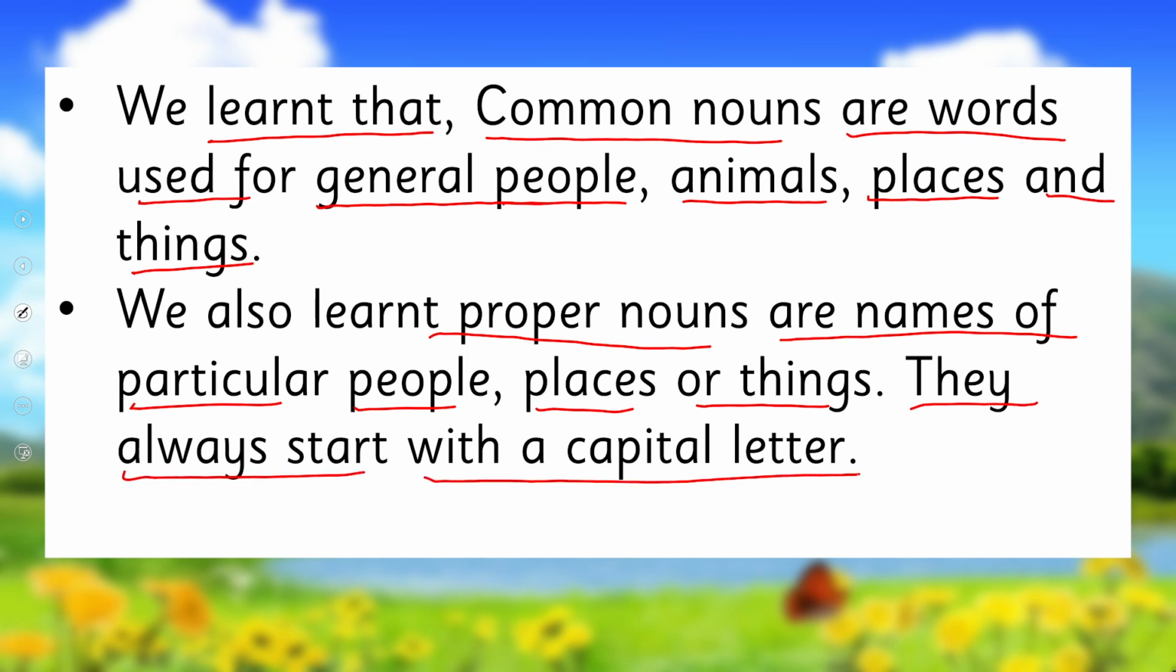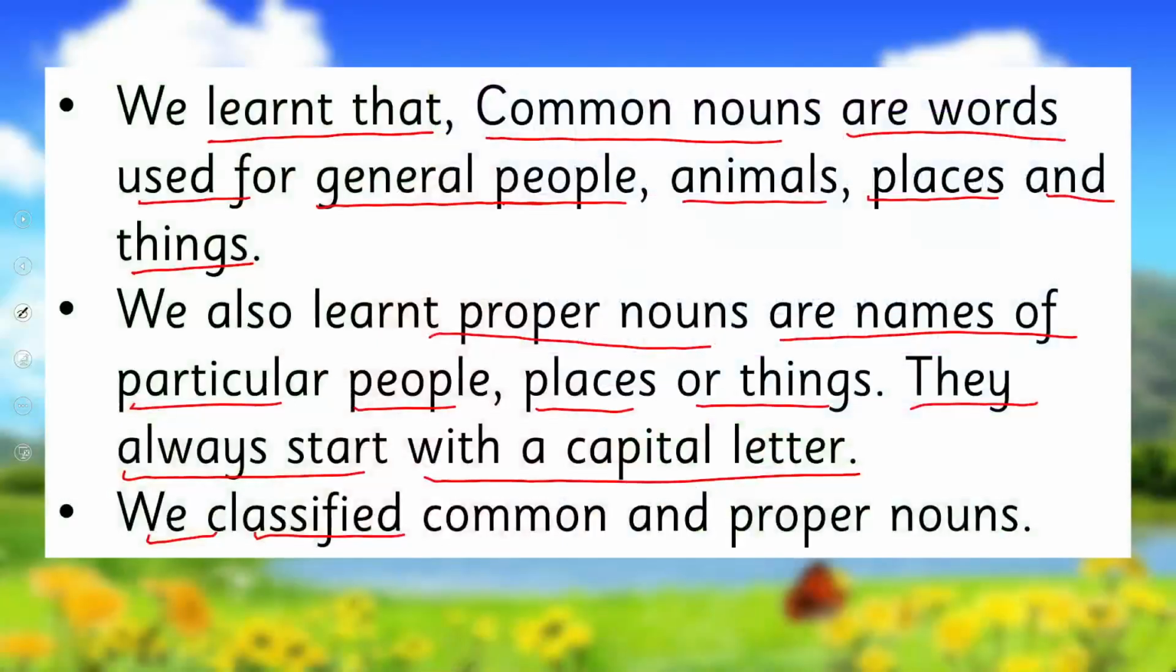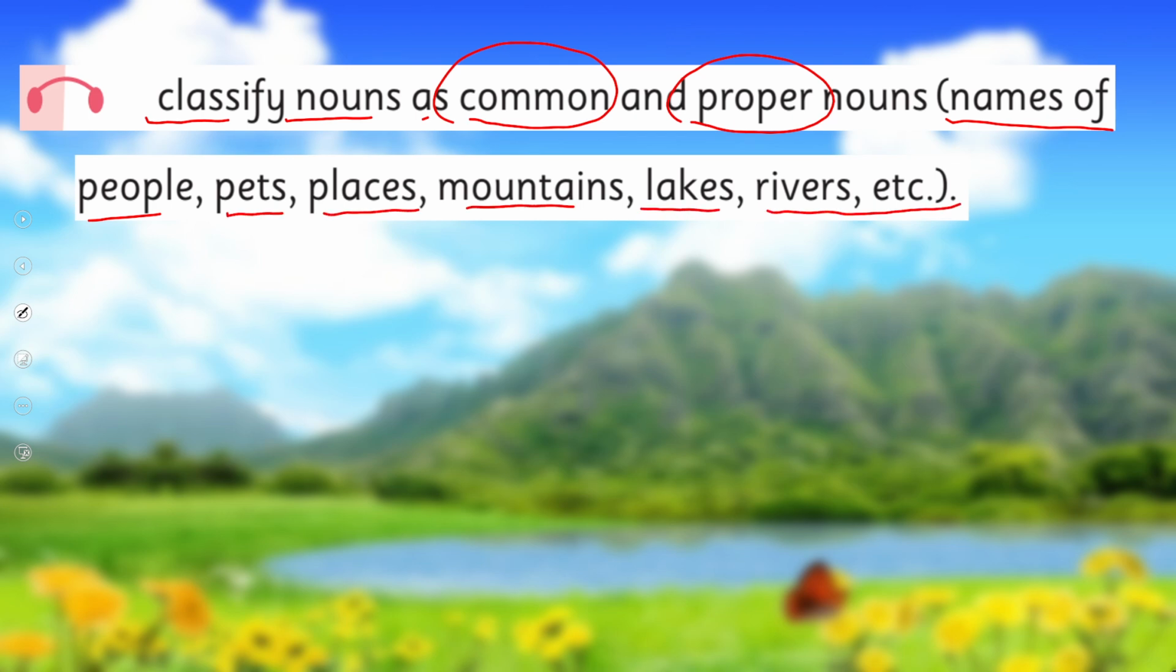And then we classified common and proper nouns. In this way, we achieved today's SLO, that was to classify nouns as common and proper nouns, names of people, pets, places, mountains, lakes, rivers, etc.